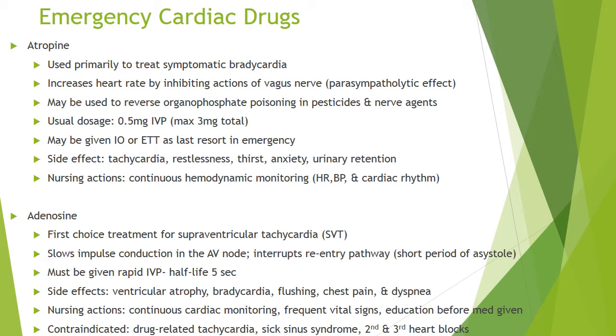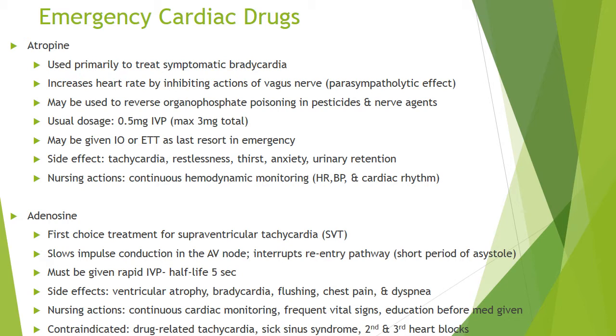Atropine increases heart rate because it inhibits actions of the vagus nerve, so it causes a parasympathetic effect. It may also be used to reverse organophosphate poisoning that are found in pesticides and nerve agents.